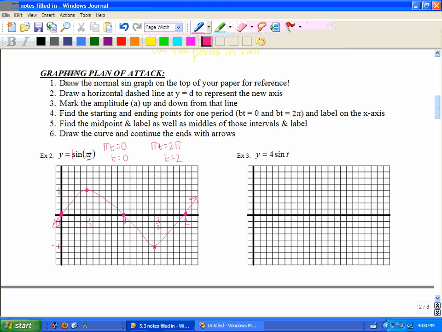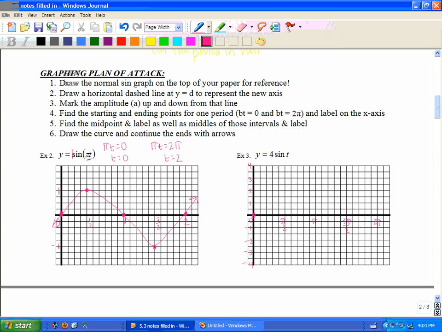For our second one, the only thing that's different is we have this 4 out in front. So 4 is our amplitude. So we're going to go up to 4 on the y-axis and also down to 4. And then our x-axis points are going to stay the same because there is no b value this time. And then you can draw your normal sine graph.